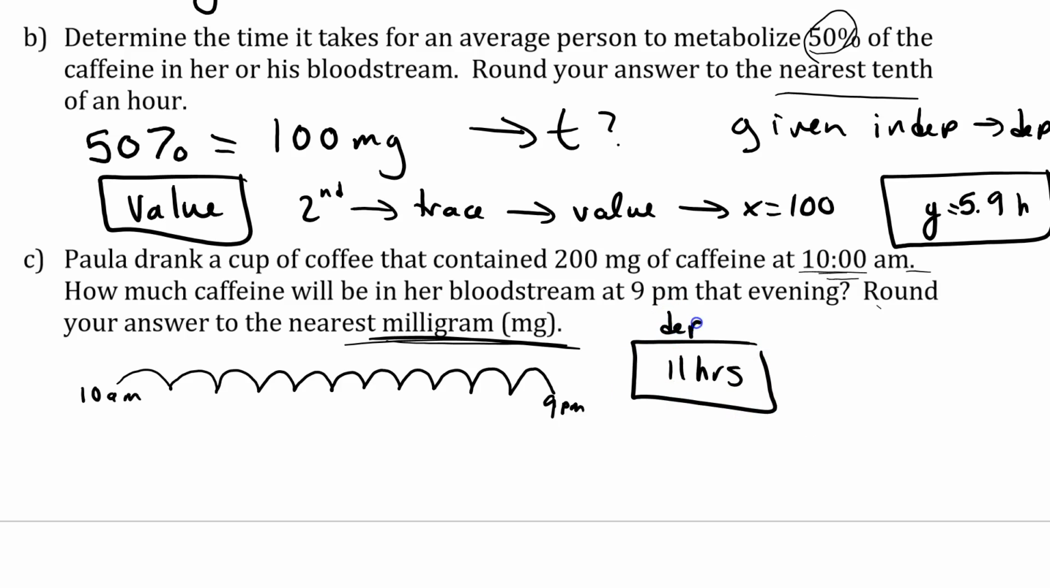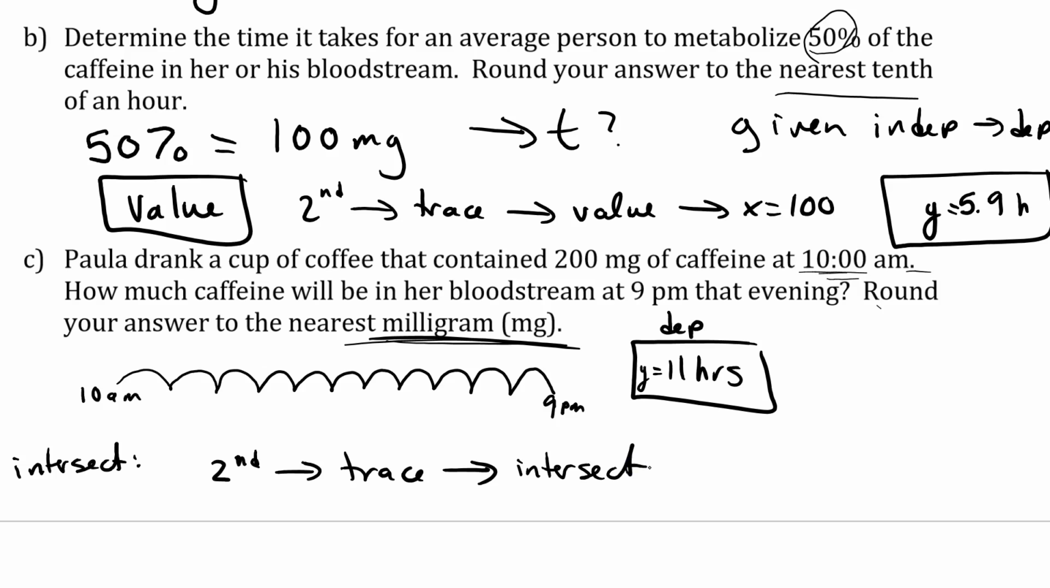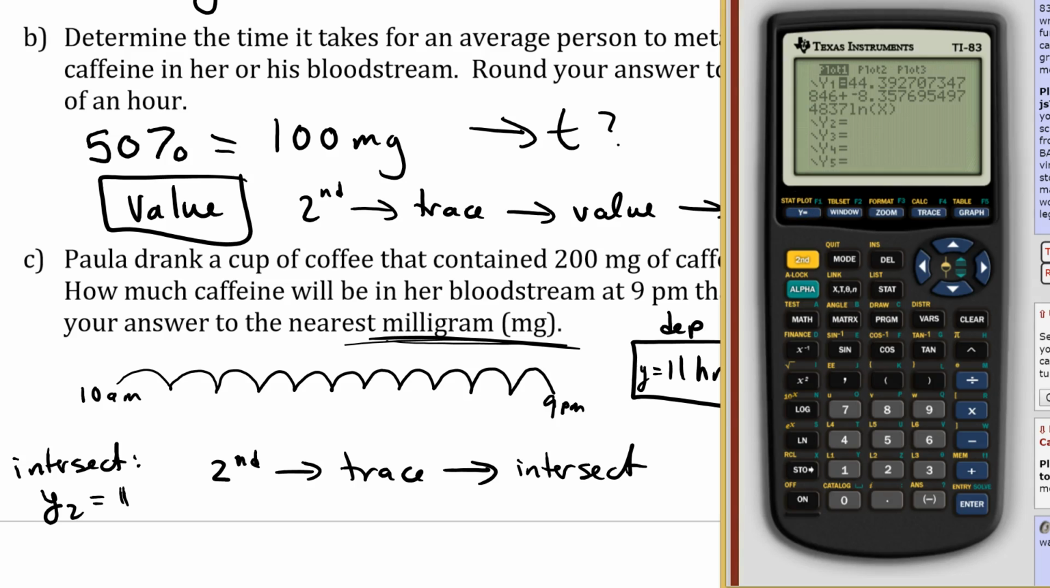So we're given our dependent. So the dependent, so y equals 11 hours. So what we want to use is our intersect method. So second trace, then we want to go intersect. Before I do that, though, I want to say my y2 equals 11. Otherwise, there's nothing to intersect. So I'm going to go y2, I'm going to scroll down to 11, see what that graph is. Ooh, I see both of them, that's great. So second trace, I'm going to go intersect. Enter first curve, yep. Enter second curve, yep. Guess, yep.